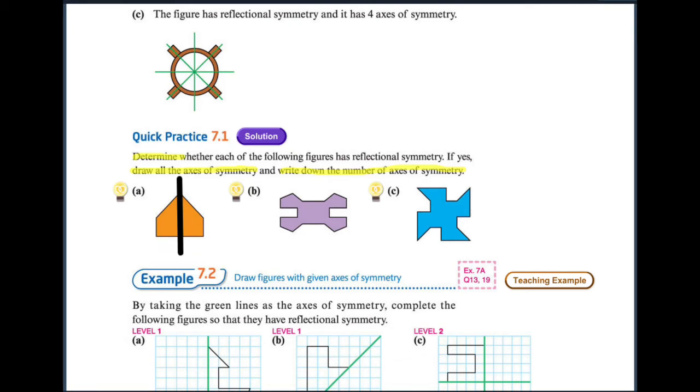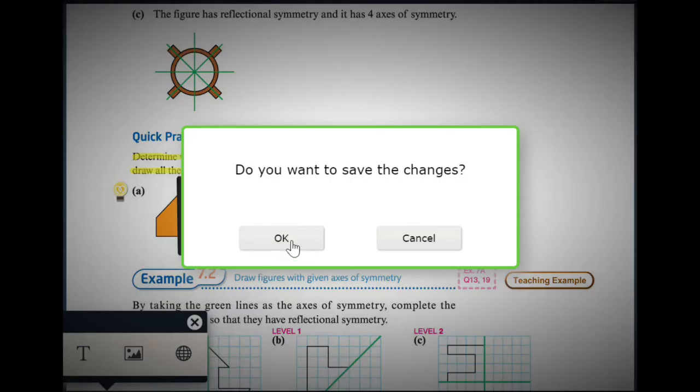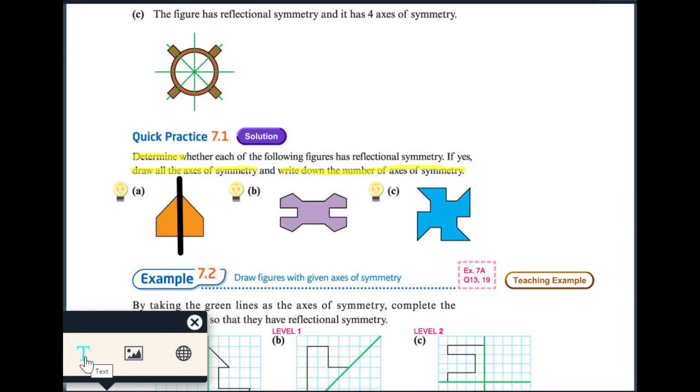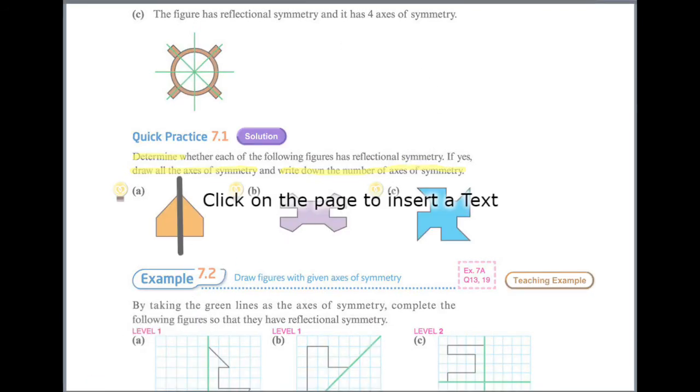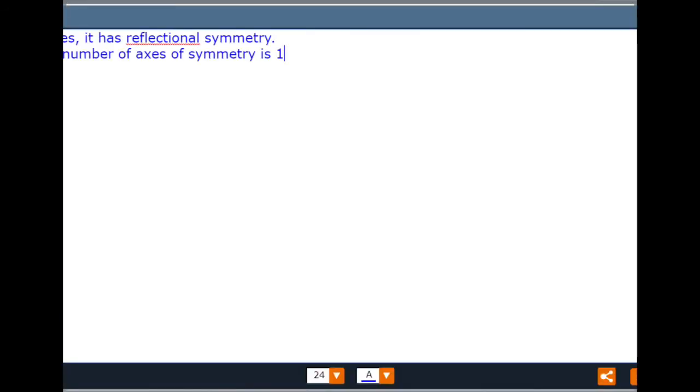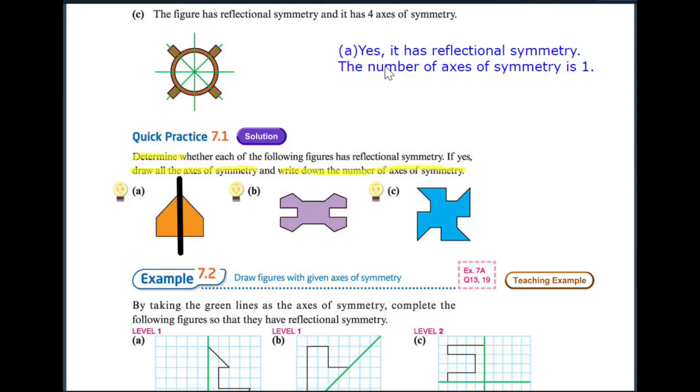And now you will try to tell the others using the words that it has reflectional symmetry, and also the number of axes of symmetry should be 1. So type the words like, yes, it has reflectional symmetry. And then have a look on the number of axes of symmetry. You know that it is 1, and it will be your wording for answering the part A. Like this.